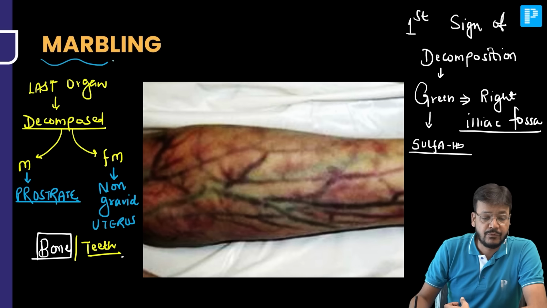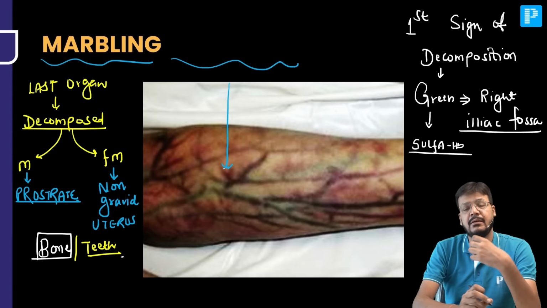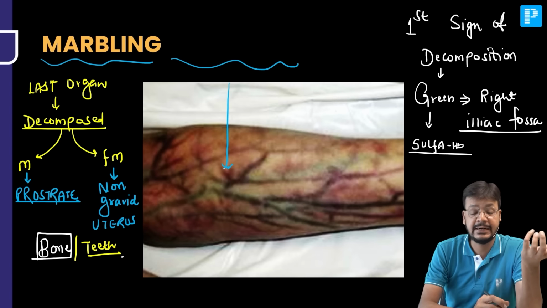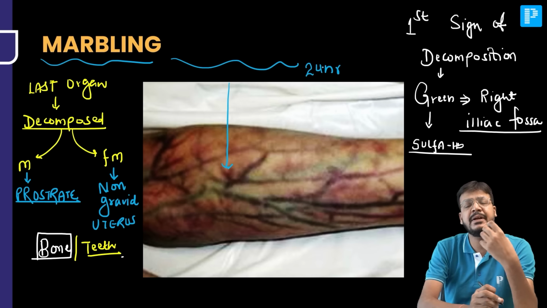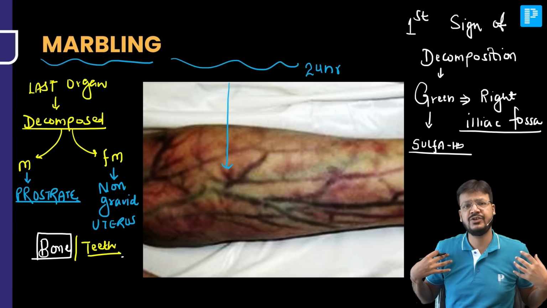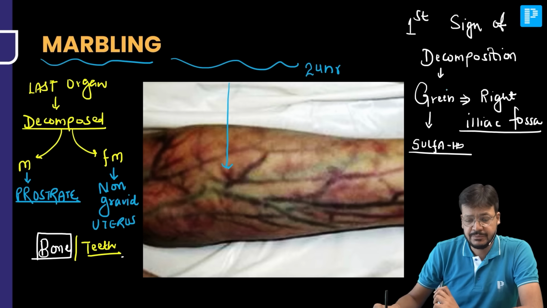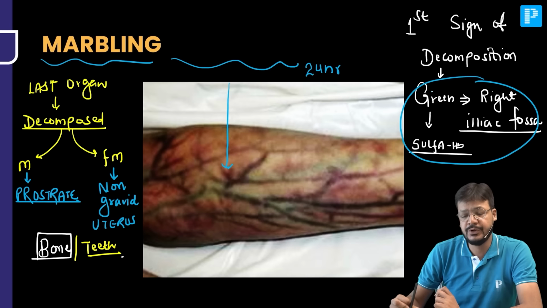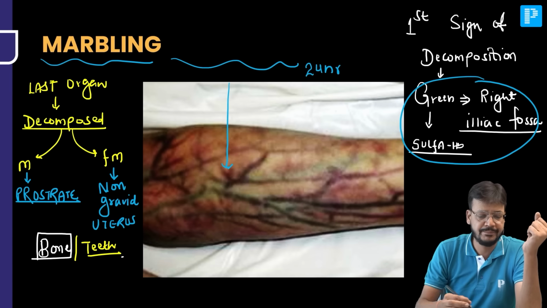Marbling, my dear friend. What is marbling? Marbling is when your superficial veins become prominent. It starts in 24 hours, and maximum it is seen in 36 to 48 hours. Especially in the area of the thigh, chest, abdomen, it is very common. Now, sir, this is marbling. The first sign of decomposition is greenish discoloration of the right iliac fossa because of sulfhemoglobin.